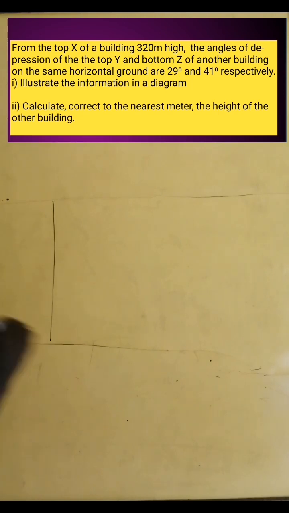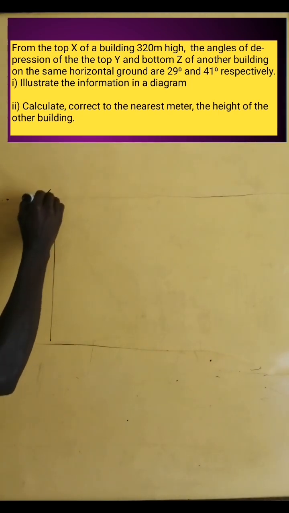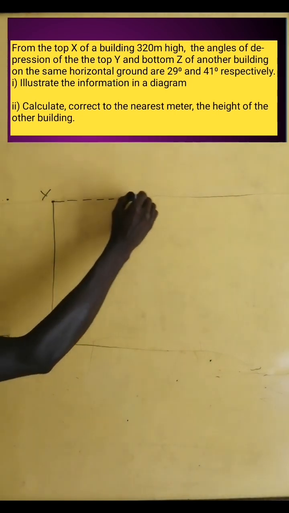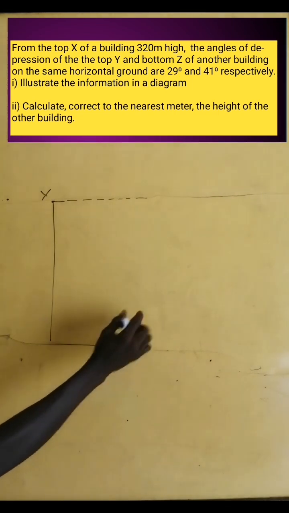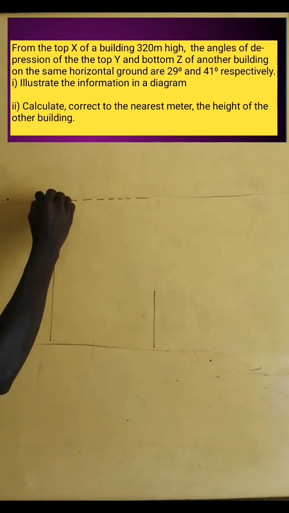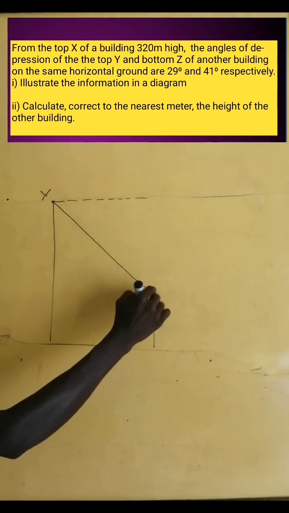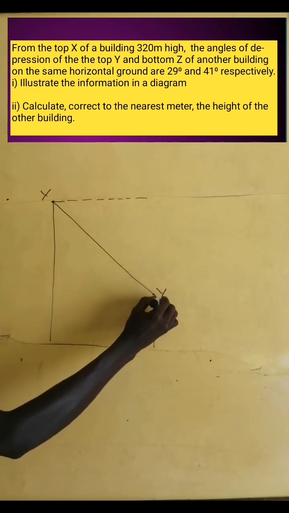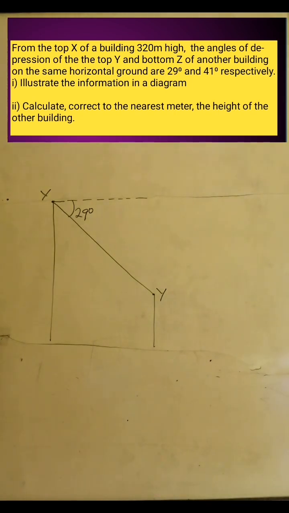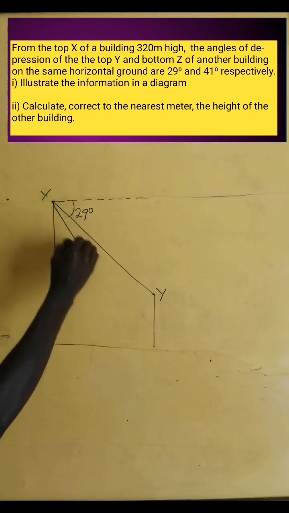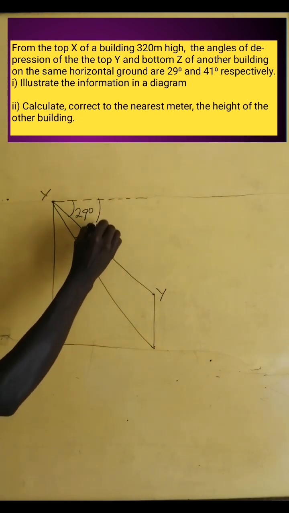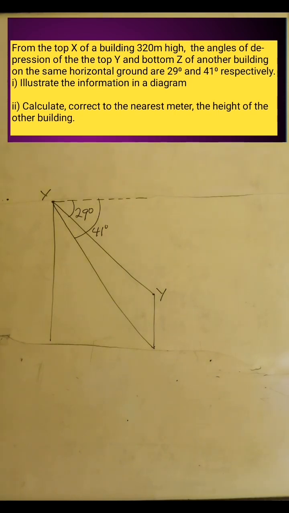If we let this represent the 320 meter high building, then the top here is X. Now, we can draw the eye level. That is very simple. And then represent the other building here. Then the angle of depression from the eye level to the top of this building, Y, is 29 degrees. And the angle of depression from the top, X, to the base or the bottom of this short building is 41 degrees.